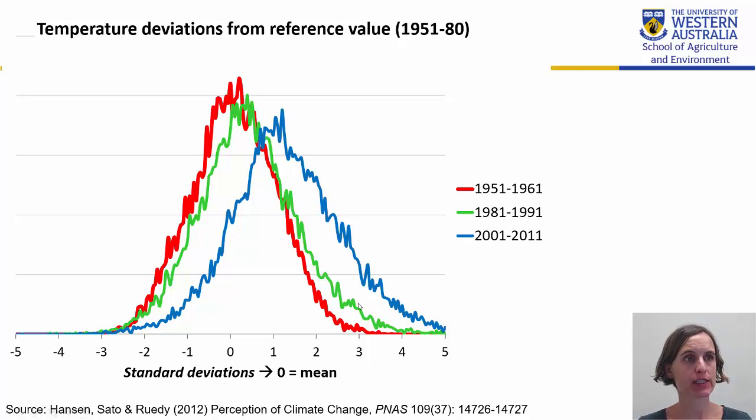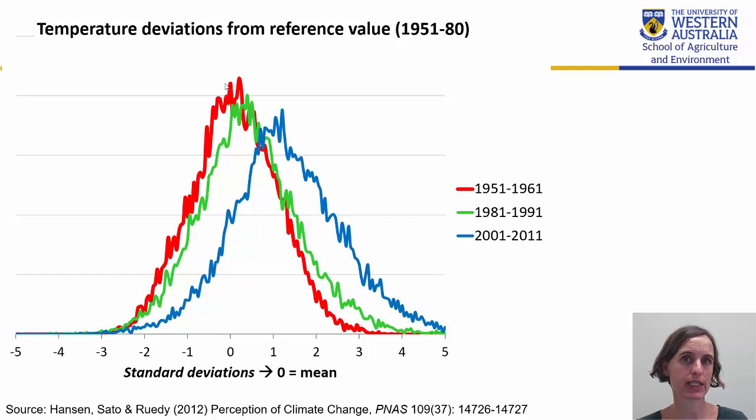So the reference value is 1950 to 1980. And I'm just showing you 3 decades for reference. The first one is 1950 to 1960, 1980 to 1990, and then 2000 to 2011. 0 is the average for that reference period. And the peak is the average for that time period that is being shown.